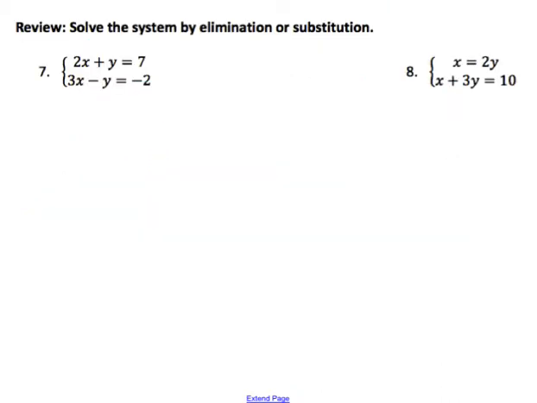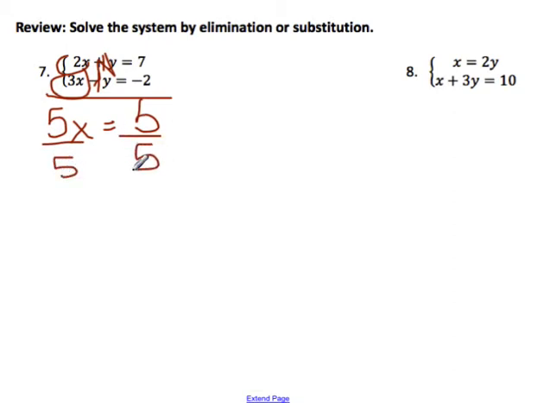So this first one, it says solve by elimination or substitution. Well, to me, number 7 is set up very easy for elimination. My y's have the same number with opposite signs. So I can go ahead and add down the columns. So 2x plus 3x is going to give me 5x. Y minus y is going to cancel out. 7 minus 2 is 5. So now I just have to solve for x. So I'm going to divide both sides by 5, and I get that x is equal to 1.